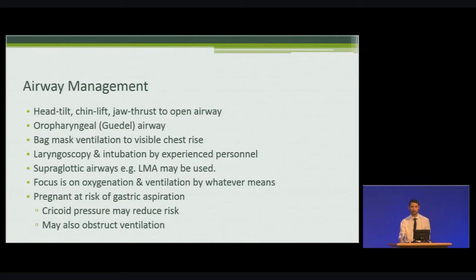As we know, the pregnant patient is at risk of gastric aspiration. This may occur when gastric contents passively move from the stomach back up the esophagus and into the airway. So the application of cricoid pressure may reduce this risk. For those who are not familiar with cricoid pressure, it's basically pressure applied to the cricoid cartilage, which is just underneath your trachea. By applying pressure on the cricoid cartilage, the idea is that you compress the esophagus, and thereby you reduce the chance of gastric contents passively regurgitating up along the esophagus.